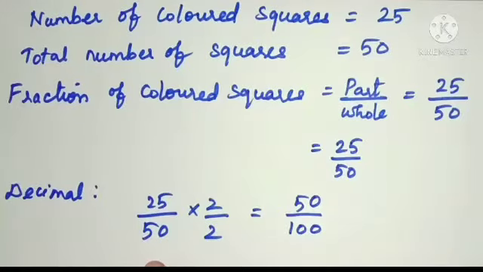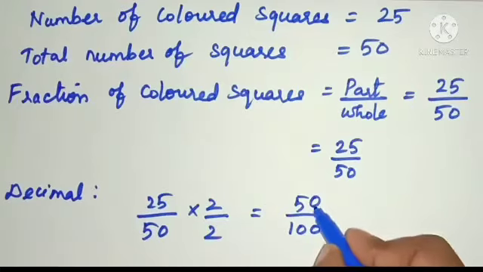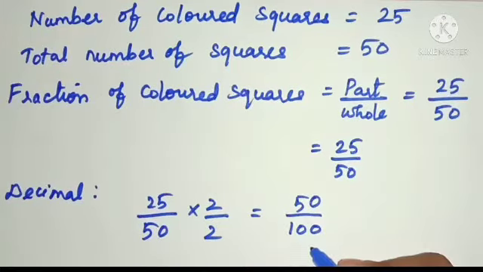Children, to convert the fraction into decimal, here we have to look at the denominator. It must be tens or tens multiples. Here it is not tens or hundreds. Thus, to change the denominator into tens or tens multiples, what are we doing? Yes, we need to multiply by 2. When we multiply 2 with the denominator, it becomes 100, a multiple of 10. So it will be easy to convert the fraction into decimal. Thus, 25 into 2 is 50 and 50 into 2 is 100.